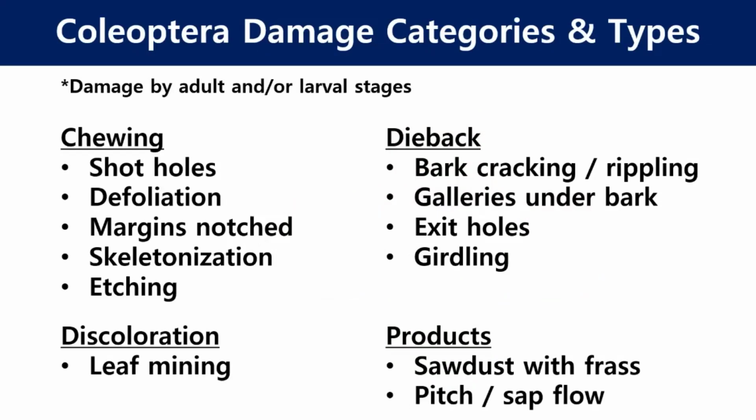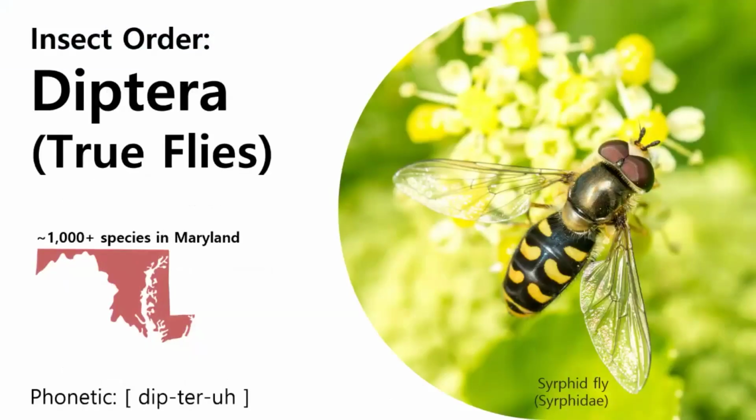And for something to reference later, the different damage categories and types that we learned last week, these are the ones that can be done by our beetles, our coleopterans. Next, going into our Diptera order, which are true flies.